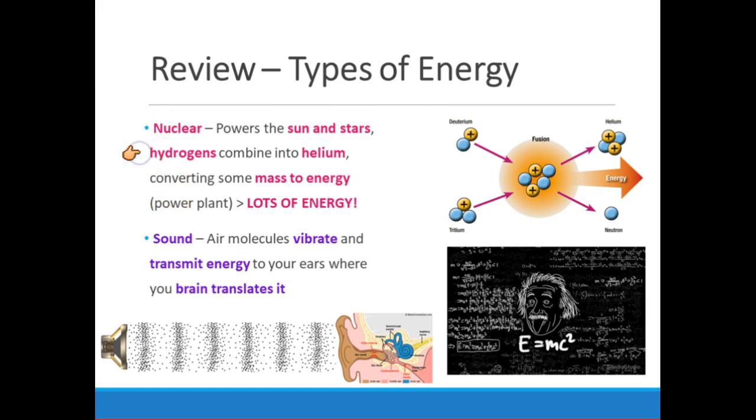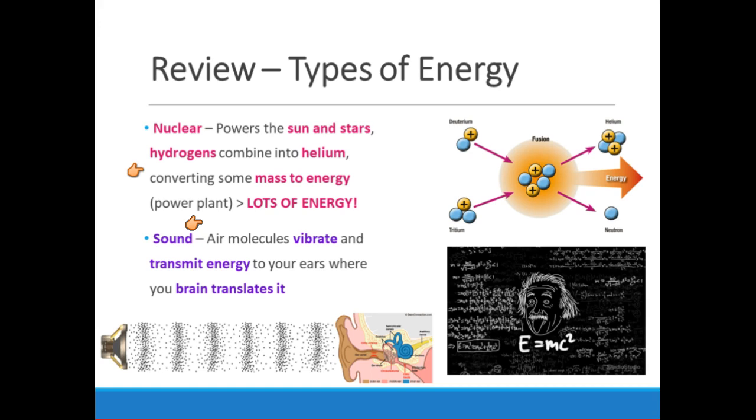So nuclear power is super important because this is what powers the sun and the stars. What's happening in the sun and the stars is that hydrogens are being combined into helium. It's very difficult to make that happen on Earth and it does not happen naturally on Earth.